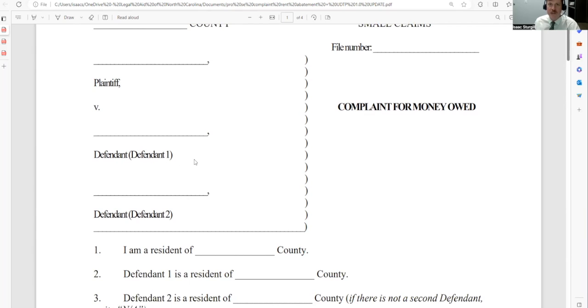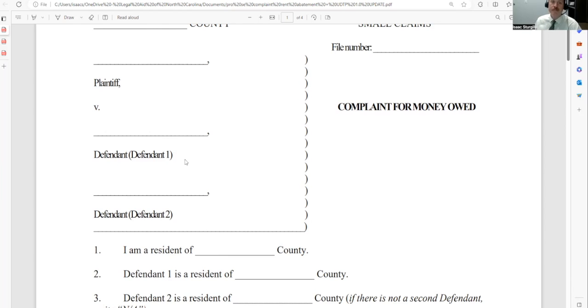So some landlords manage their own properties. In that case, there may only be one defendant, but sometimes you have a landlord and a separate company that is a property manager. In that situation, you could put both the landlord and the property manager.